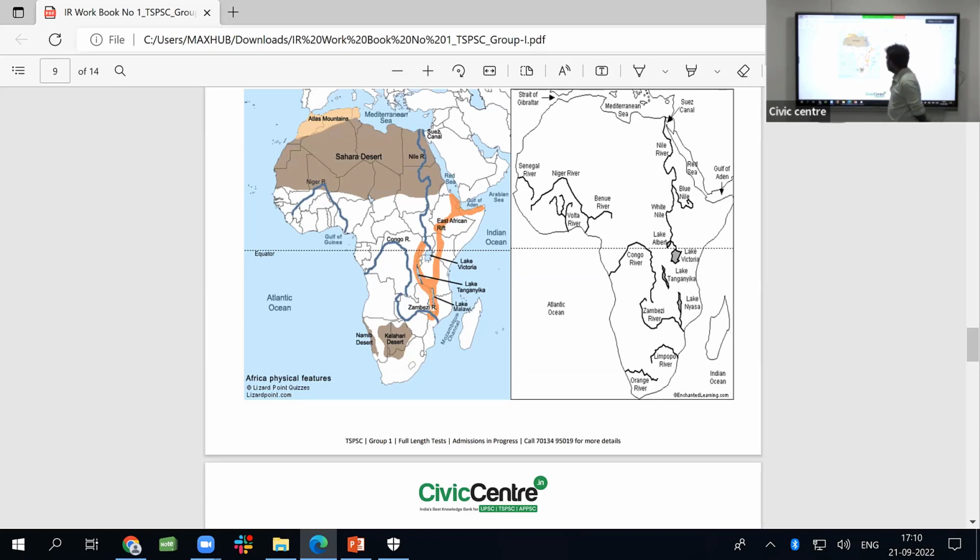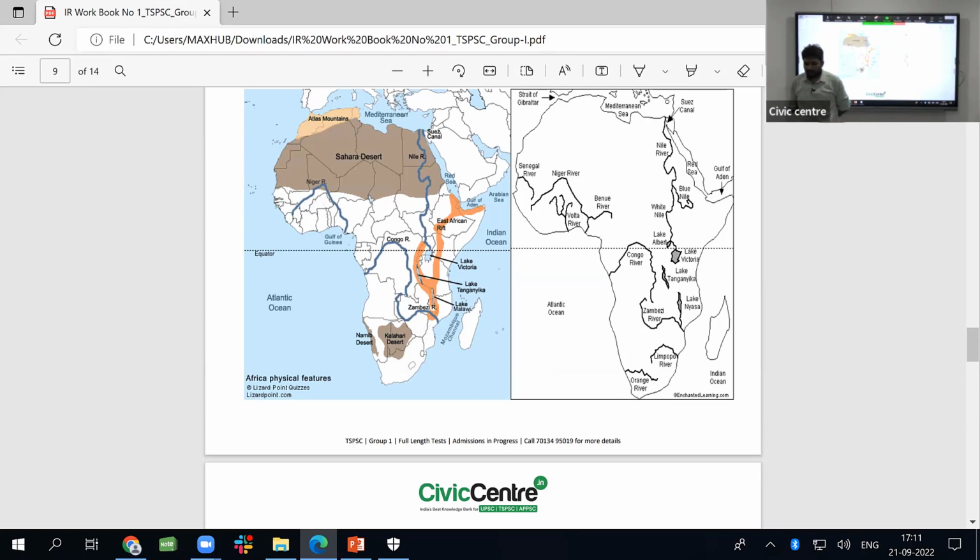Moving from South Sudan, is it touching Uganda? Is the Nile River passing through Uganda? Yes or no? Next, South Sudan, Sudan, Egypt. Can you locate the Blue Nile and White Nile? The Blue Nile originates in Ethiopia. Have you read about the Great Ethiopian Renaissance Dam? It is located in Ethiopia on the Blue Nile. The Blue Nile and White Nile join at Khartoum.